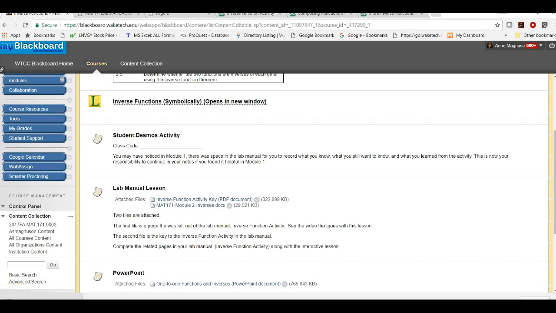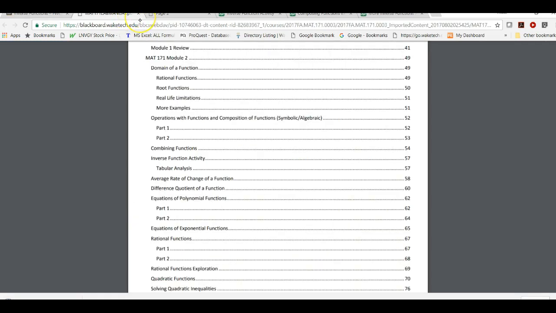Hello. In this video I want to talk about the inverse function topic. If you notice in the inverse function folder under the lab manual lesson item, there is a Word document that was omitted from the lab manual. It was a page that was omitted. I want you to know that you're supposed to do it after you do the inverse function activity in the lab manual. The lab manual, page 57, is the only inverse function topic in Module 2.